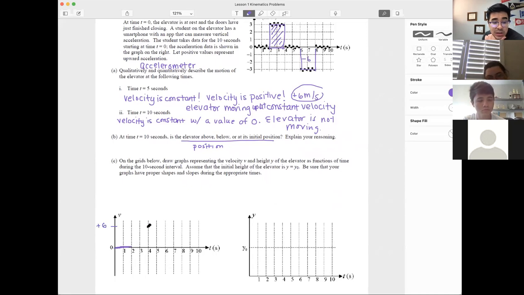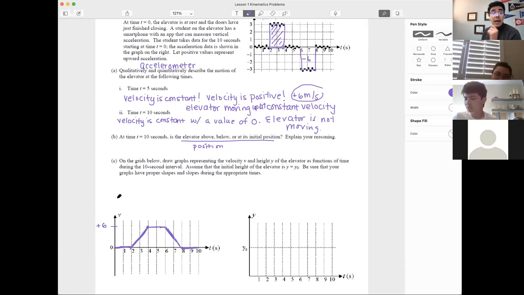And so from here to here, it's going to go up, it's going to increase. Then from 4 to 6, it's not going to change. And then from 6 to 8, it's going to drop back down the same amount. And then from here to here, it's going to stay. So this velocity graph corresponds to that acceleration graph.